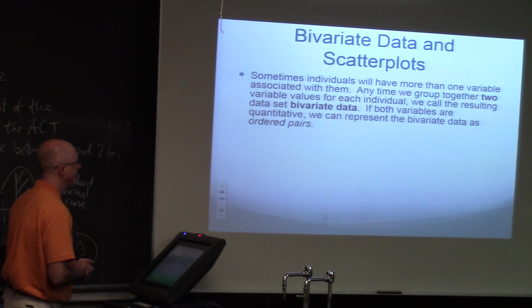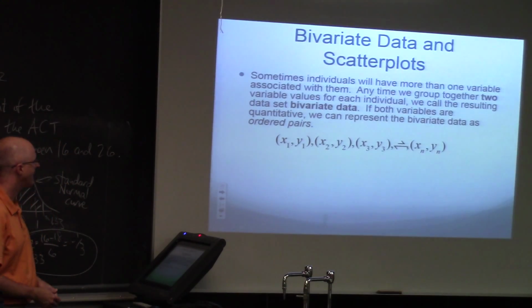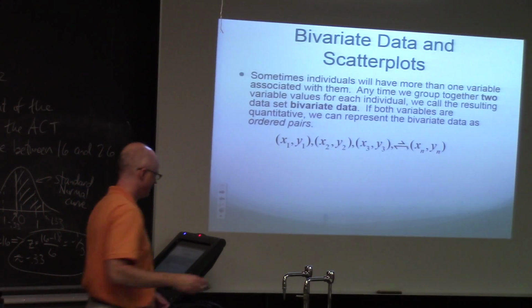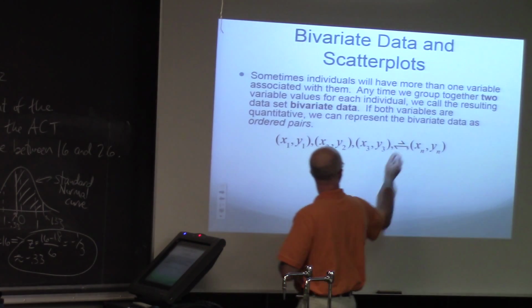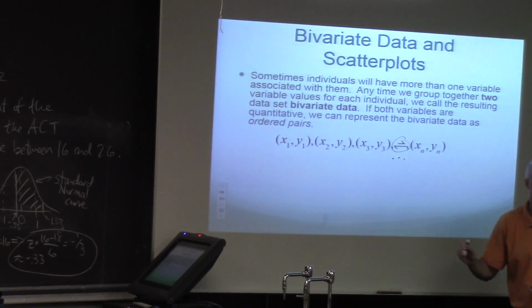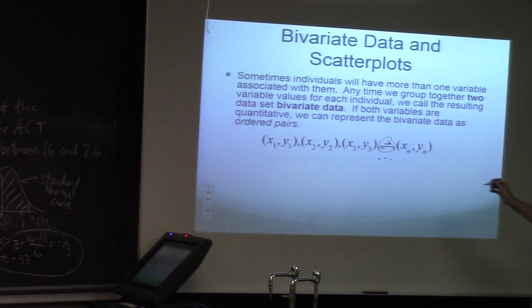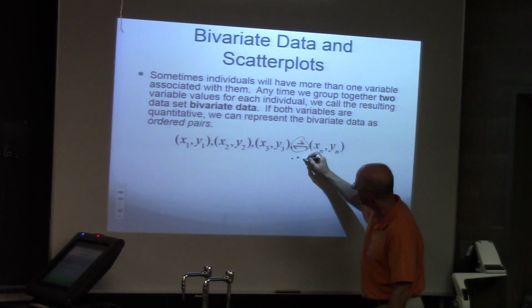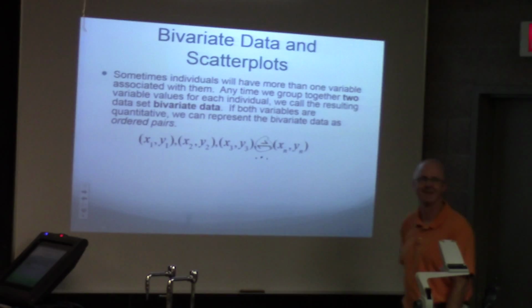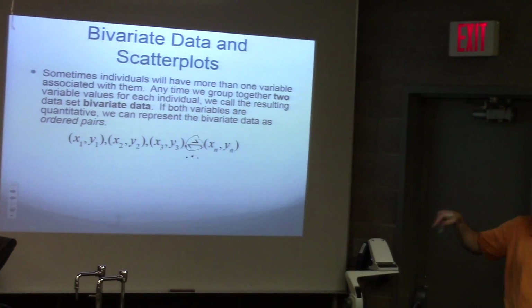If both variables are quantitative, we can represent the bivariate data as ordered pairs like this. And I don't know why this is not... Okay, it was on my computer. I have a Mac, that's a PC. That's my guess why it did something weird here. I'm glad I had the markers. Okay? Don't draw those funny arrows there.